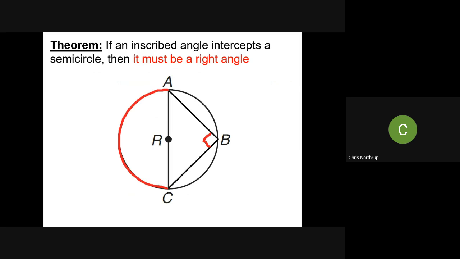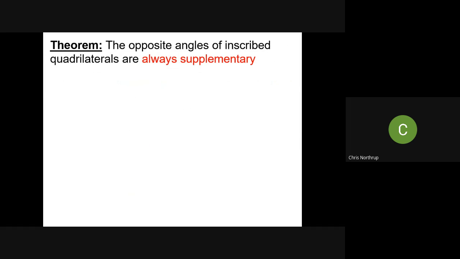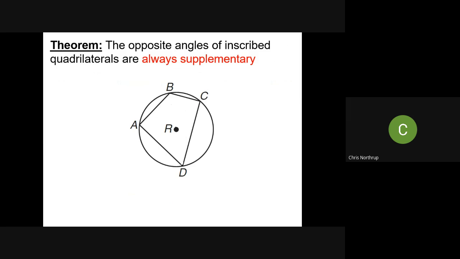The last thing in this section has to do with quadrilaterals. If you have an inscribed quadrilateral, remember that means all of its vertices are on the circle and all of its sides are going to be chords. That means that all of the opposite angles will always be supplementary. For example, here I have circle R and quadrilateral ABCD inscribed in that circle. This is telling me that angle A is always going to be supplementary to angle C, and also angle D is always supplementary to angle B.